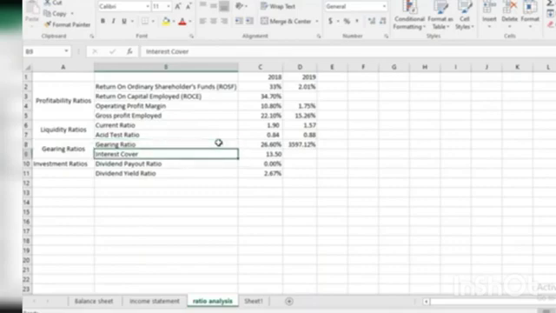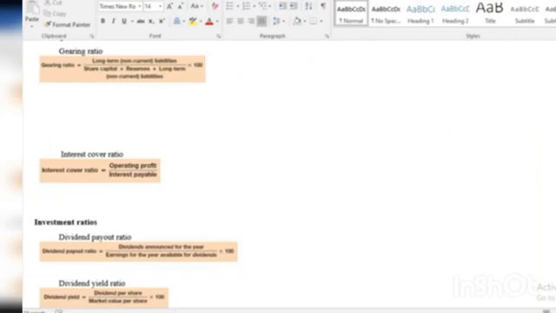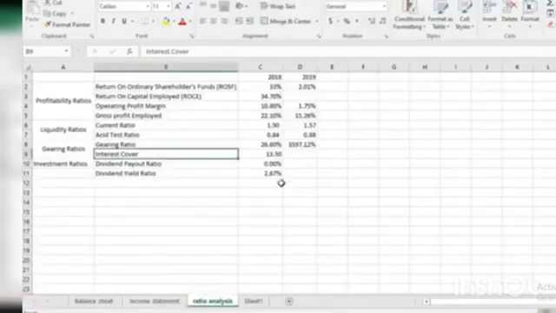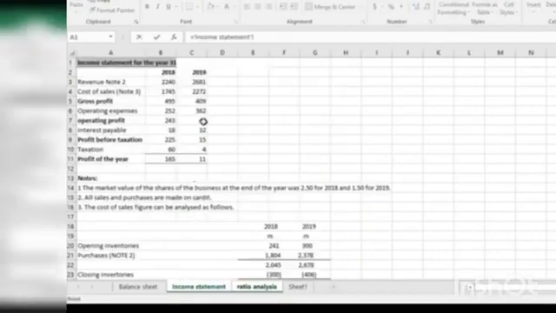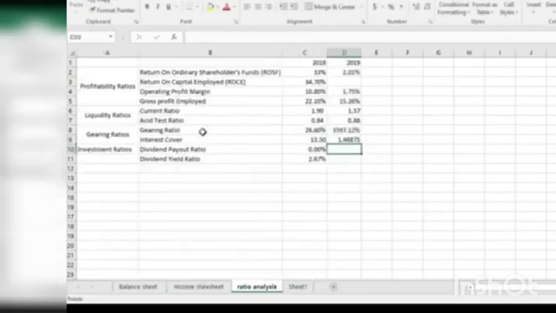So after finding the gearing ratio we will find the interest cover. The formula of interest cover ratio is operating profit divided by interest payable. So we will put the values in the formula. In the income statement we see the operating profit in 2019 is 47, and we will divide it by interest payable, which is 32, and we will find the answer in the Excel sheet. By pressing enter, the answer is 1.48. So this is the answer of interest cover. So after decreasing the decimal, the answer is 1.47.